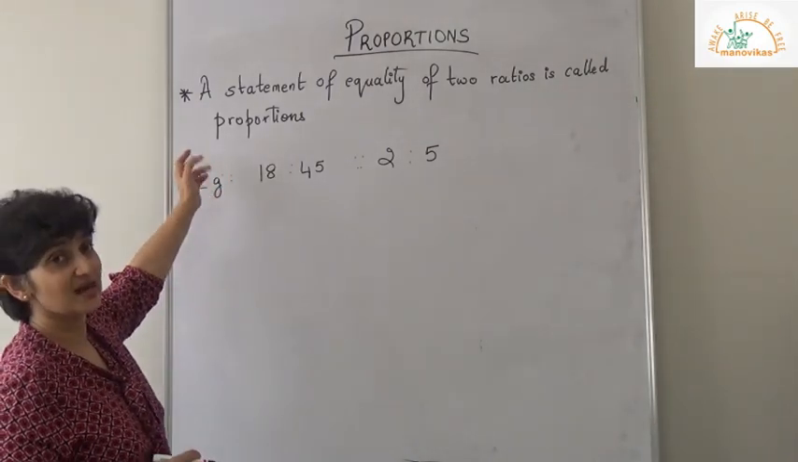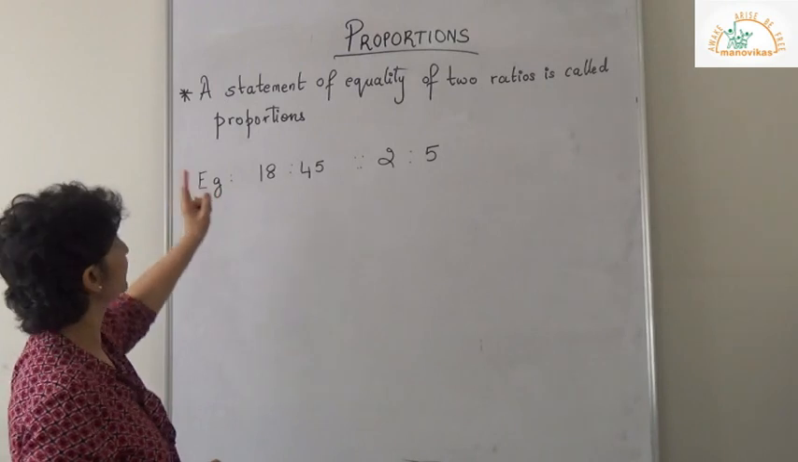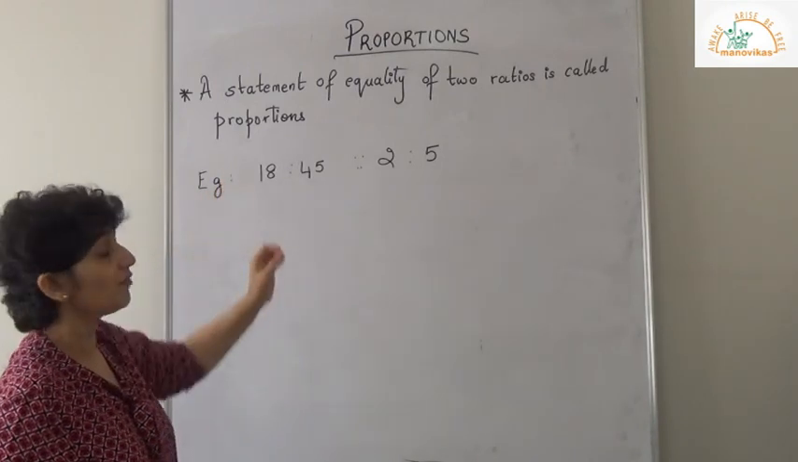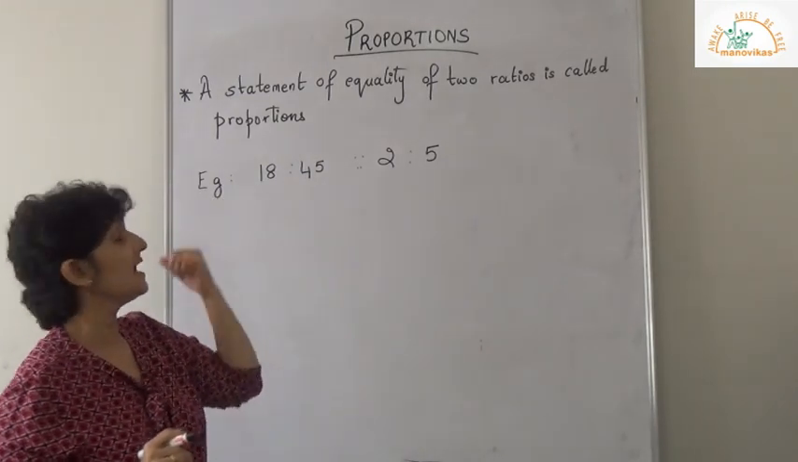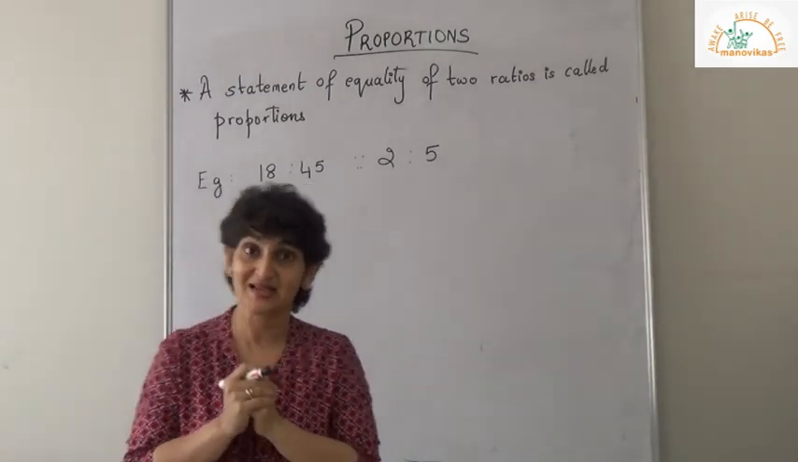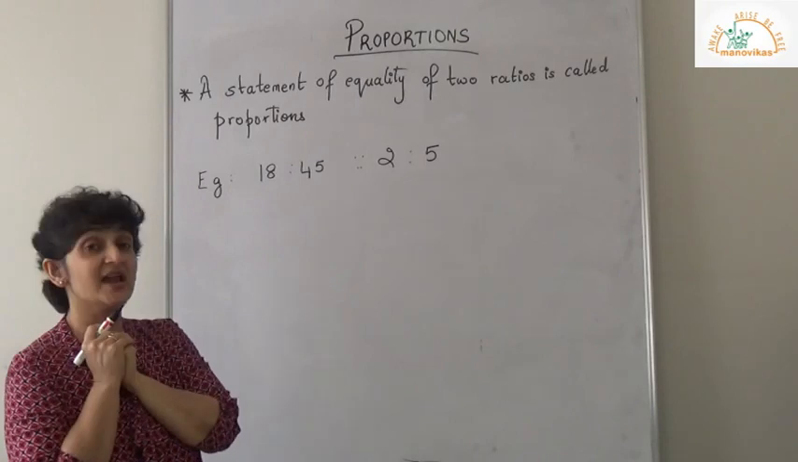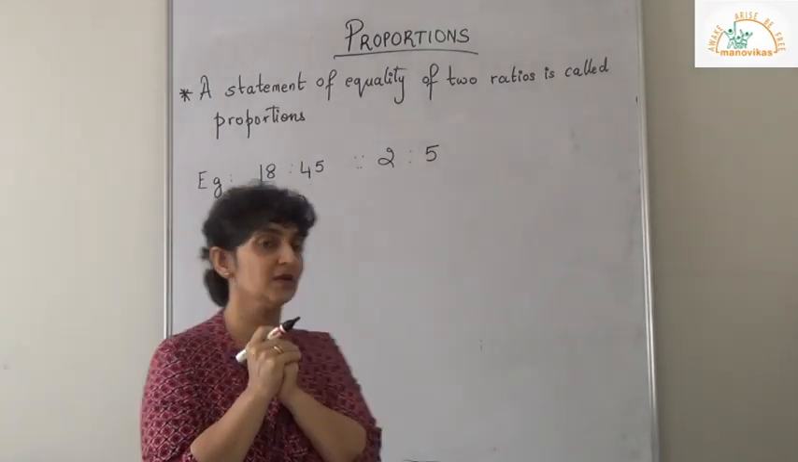Now first let's understand the definition. A statement of equality of two ratios is called proportions. Read again. A statement of equality.